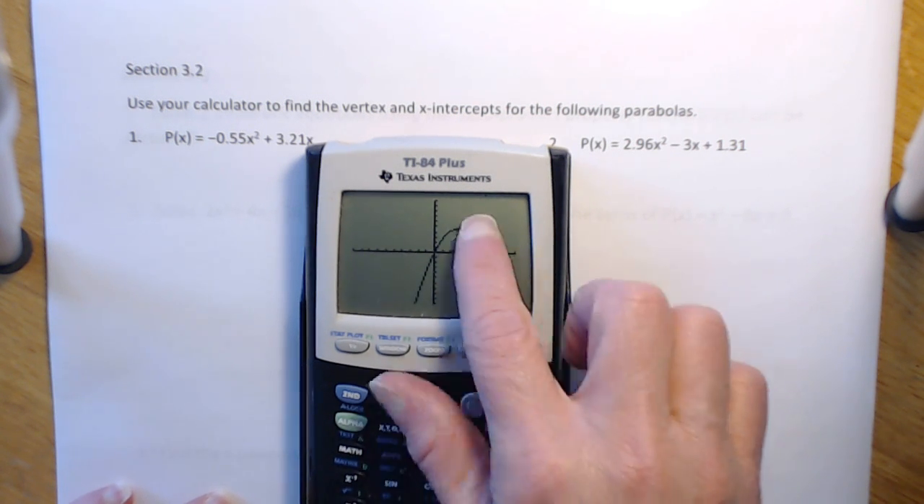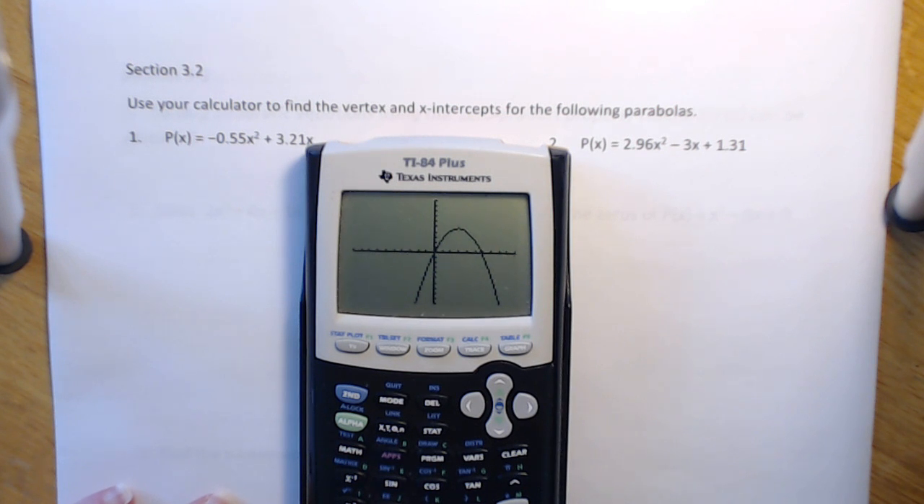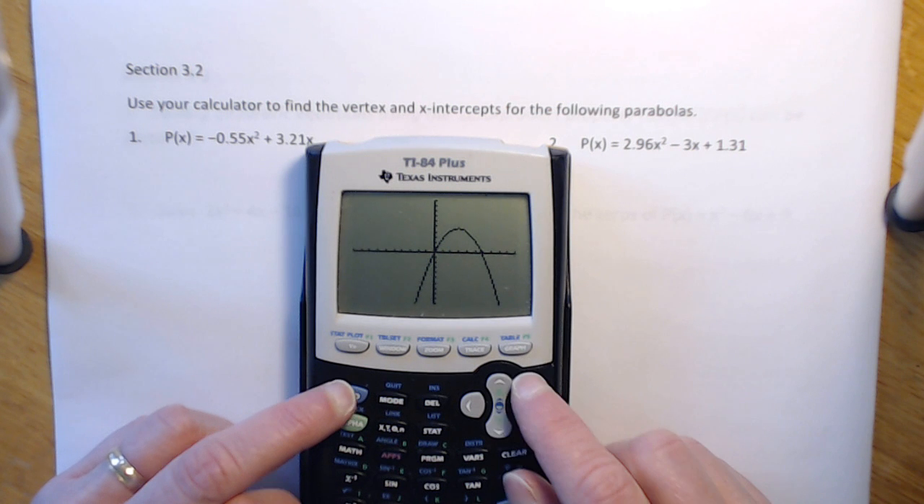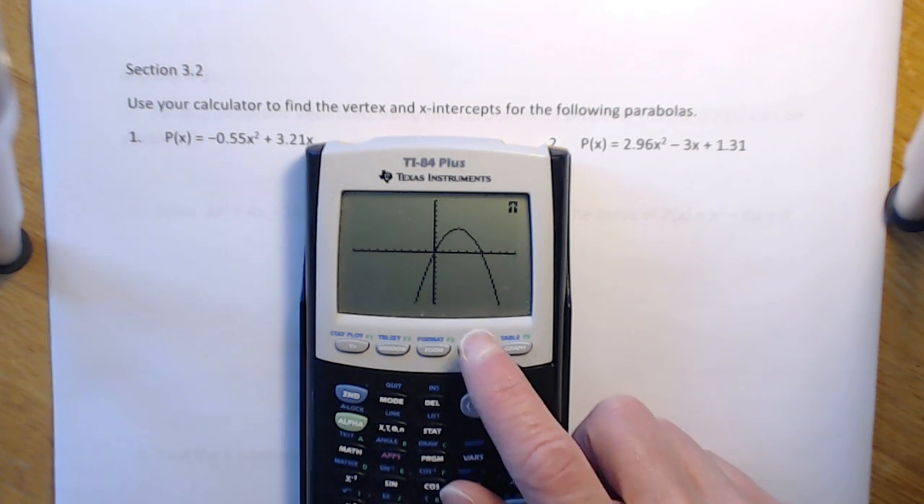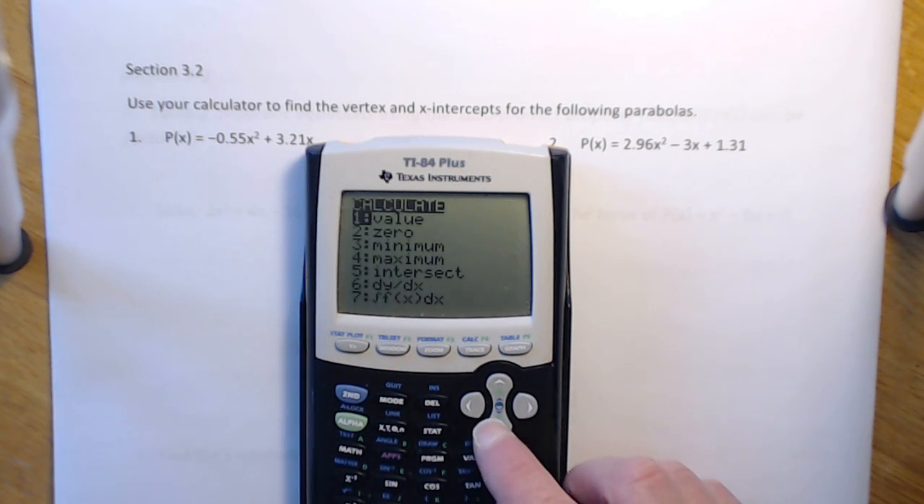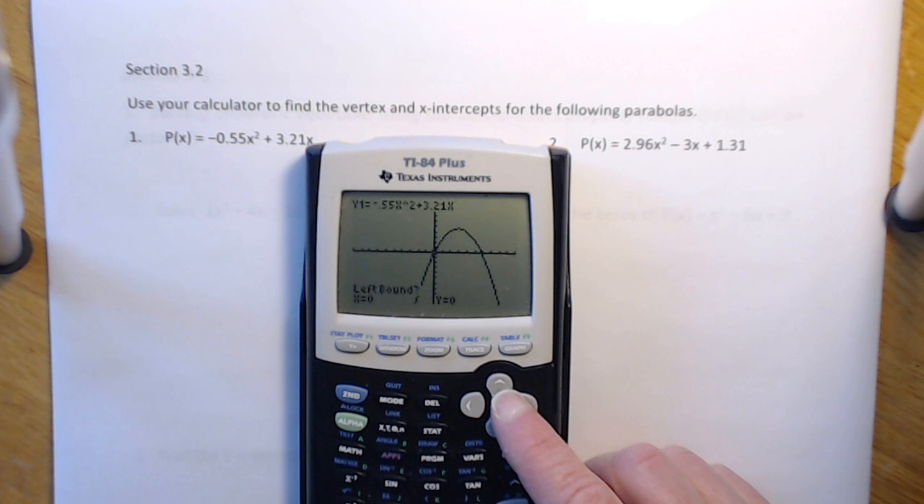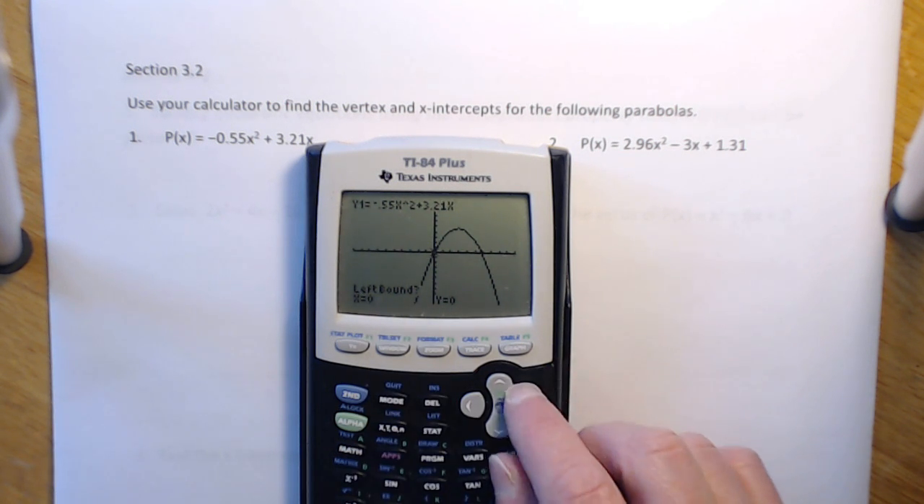Okay. All right, so for the vertex, it's either a maximum or a minimum. Since our parabola opens down, it's a maximum. So we go to second, calculate, and we get this calculate menu. You can see the min and max are in there. Again, ours is a maximum. Okay. Then you're asked a few questions. You're asked for a left bound, then a right bound, and then you're asked for a guess.